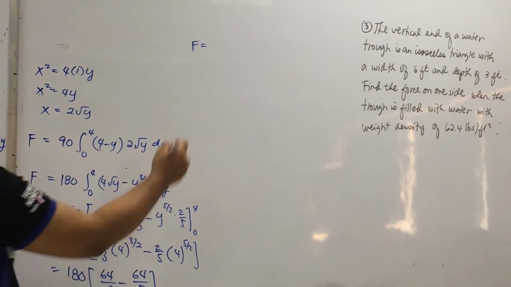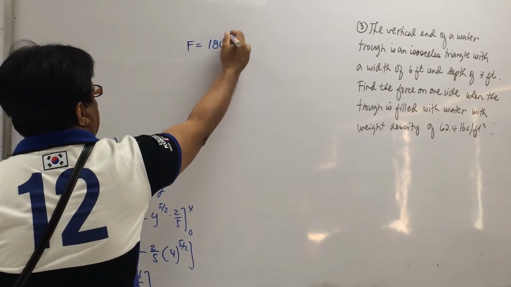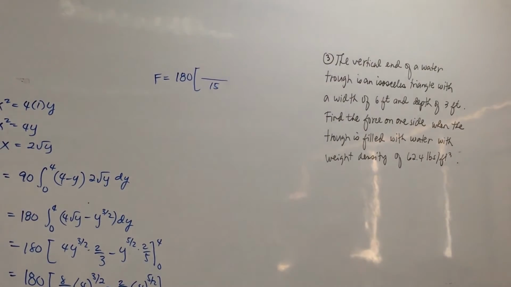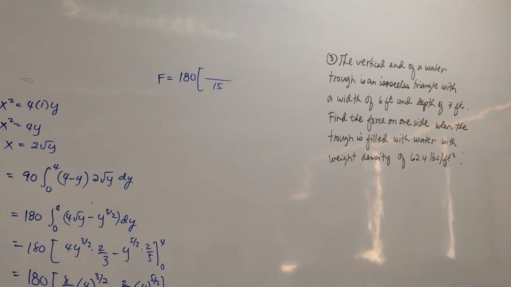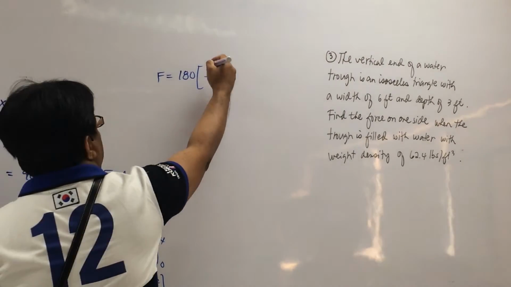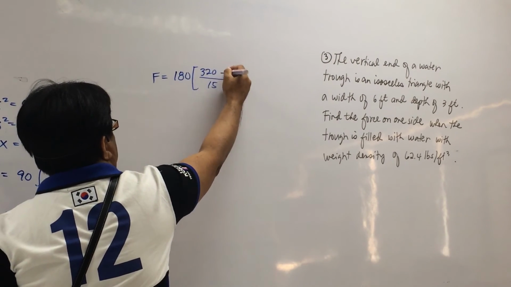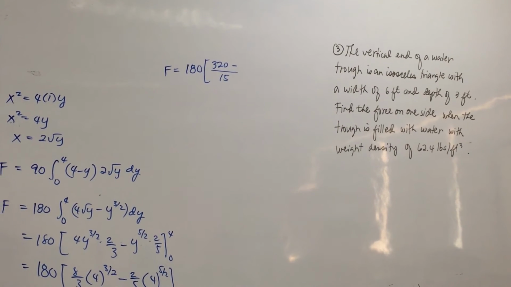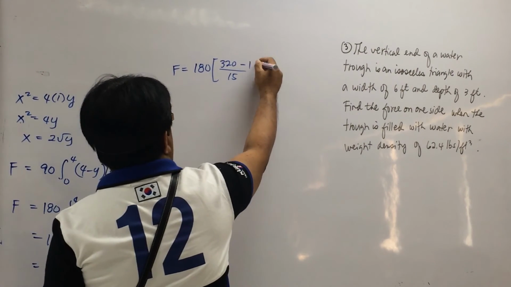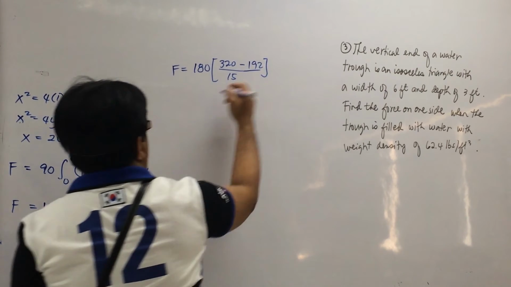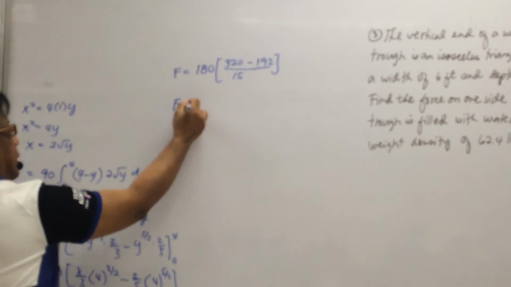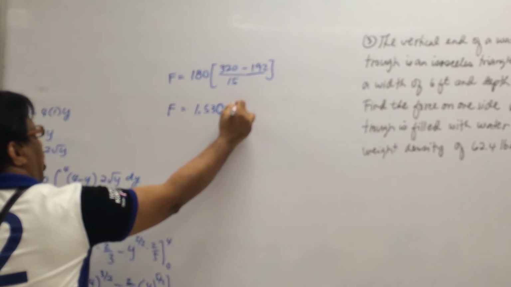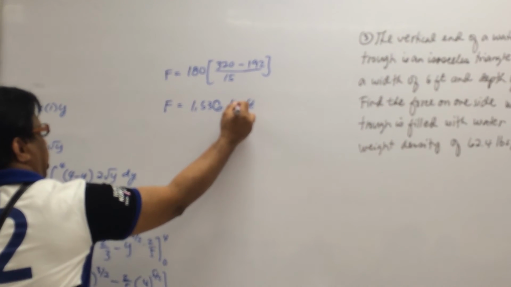Then simplifying it, the force is equal to 180. Get the LCD from here, so this is 15. 15 divided by 3 is 5 times 64, that is 320. Minus, 15 divided by 5 is 3 times 64, that is 192. So computing it now, the force is equal to 1,536 pounds.